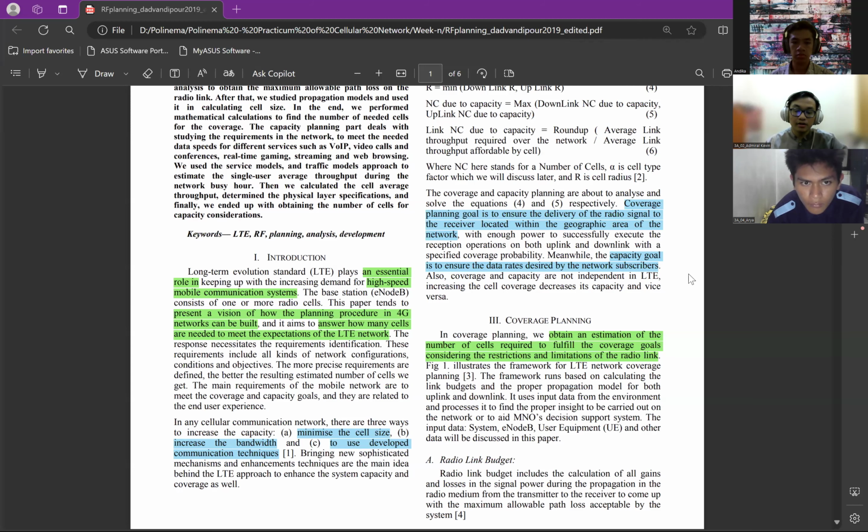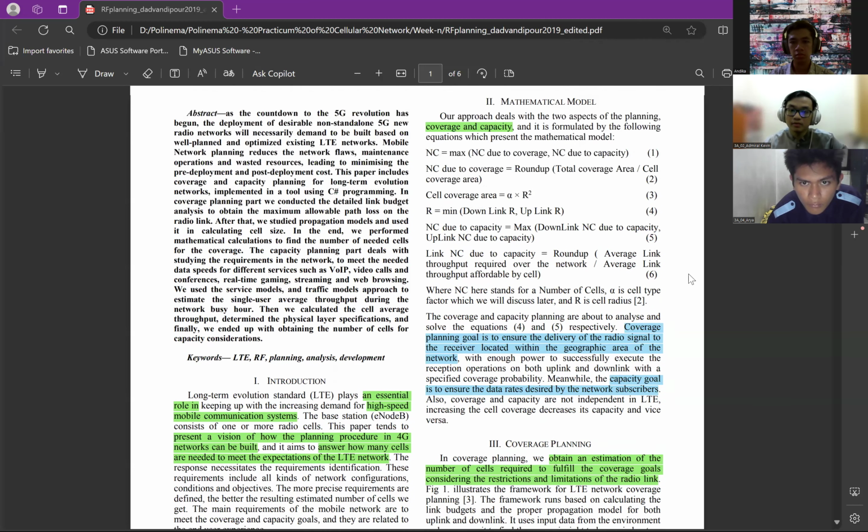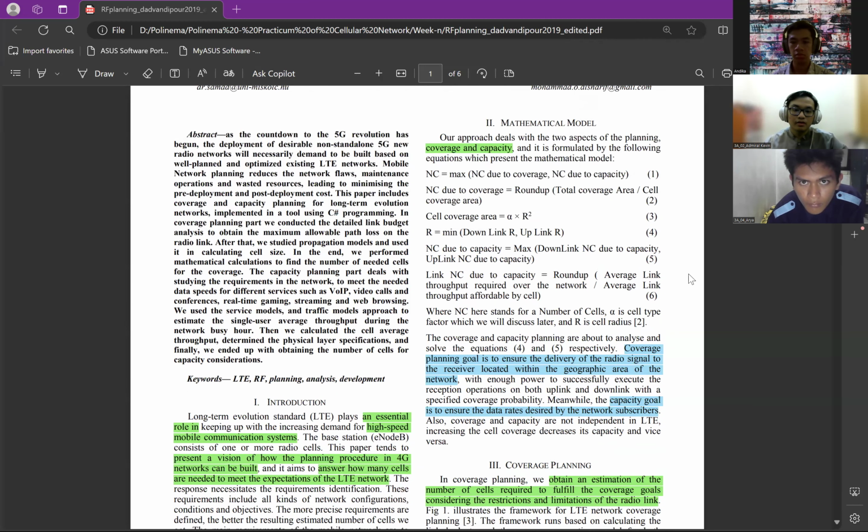And then we move next to chapter 2, with the topic of the mathematical model. In this chapter 2, we will explain the equations of a mathematical model for determining the number of cells, NC, needed in an LTE network based on both coverage and capacity requirements. Here's the breakdown. There are 6 points.